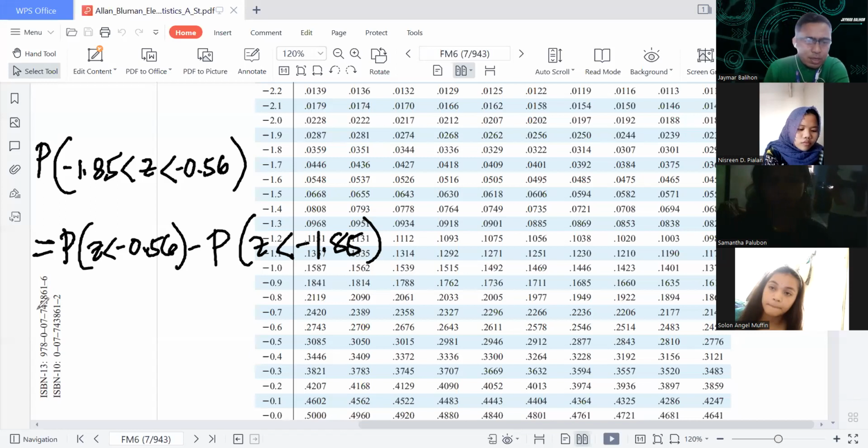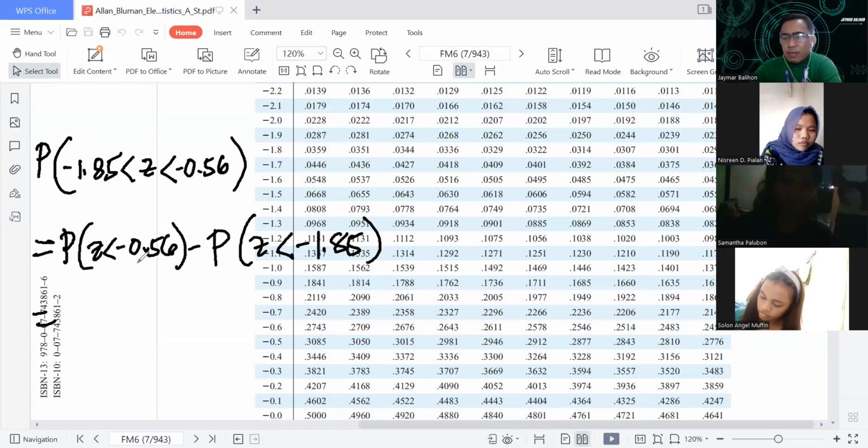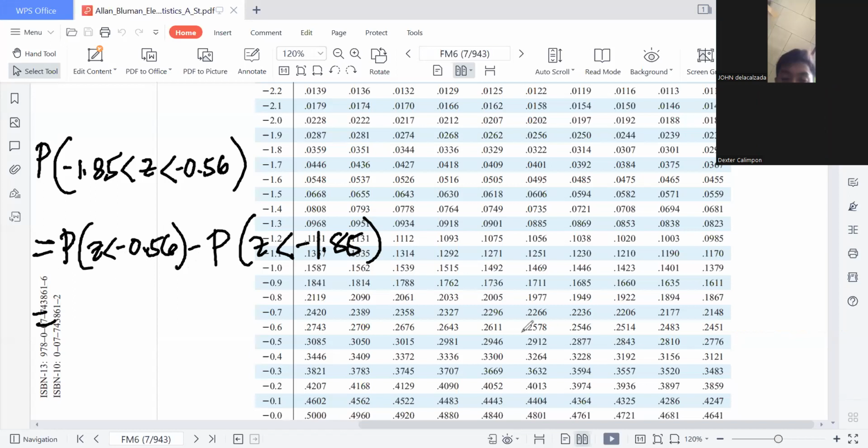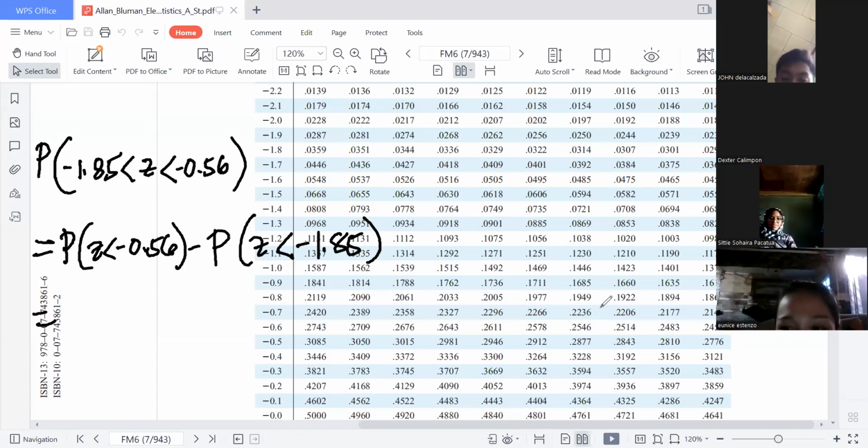Okay, I want another student to give the answer for this part. A male student to give the answer for the first part: probability of z less than negative 0.56. The answer is 0.2877. Can you explain why you got that?